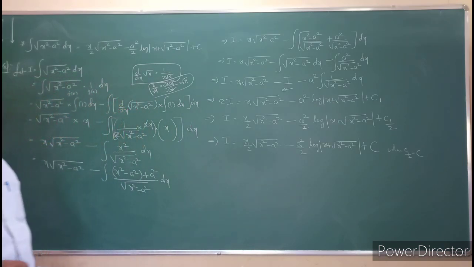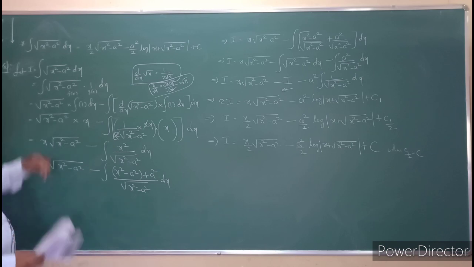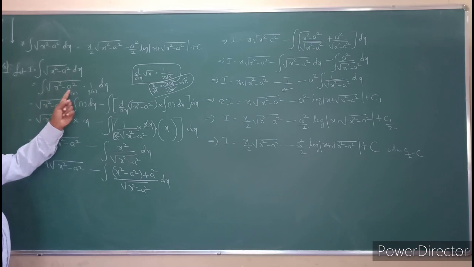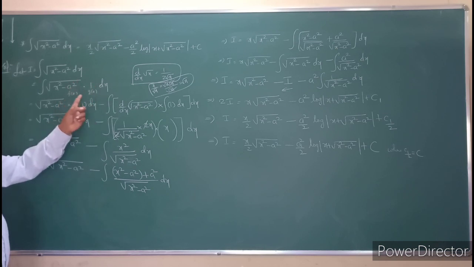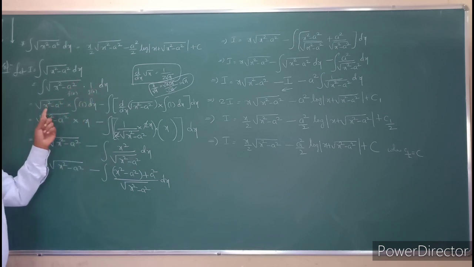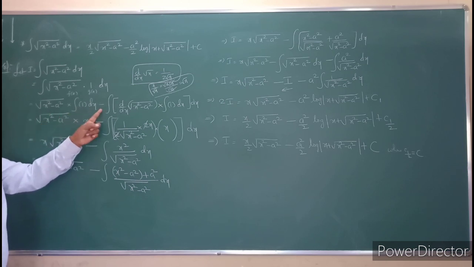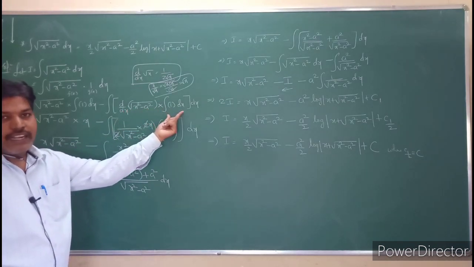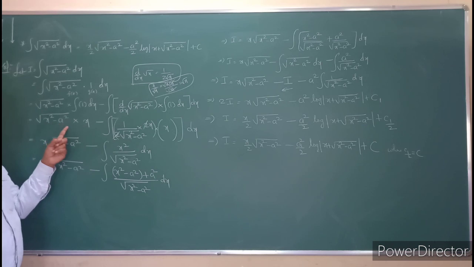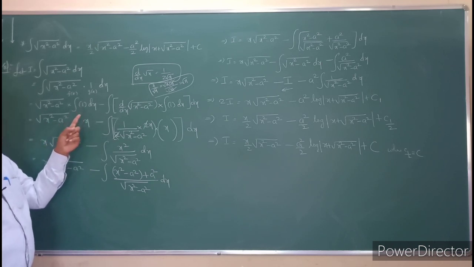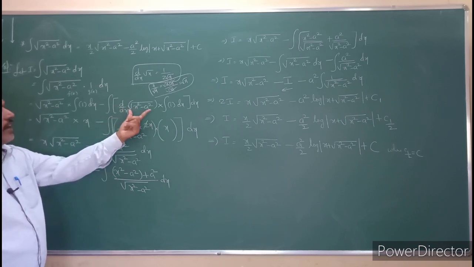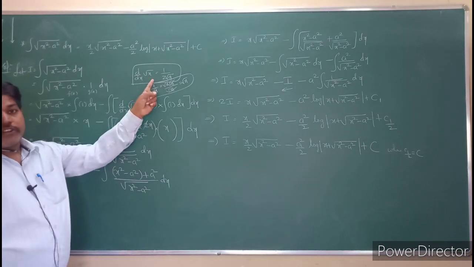So see that question, students. What is the condition? Integral root of x square minus a square into dx. What I did first is integral root of x square minus a square into 1. Take this function as f of x and this as g of x, first function and second function. The integration is first function into integral of second function minus integral of first function's derivative into integral of second function. So root of x square minus a square into integral of 1 is x, minus integral of derivative of root of x square minus a square. Just write down the formulas.